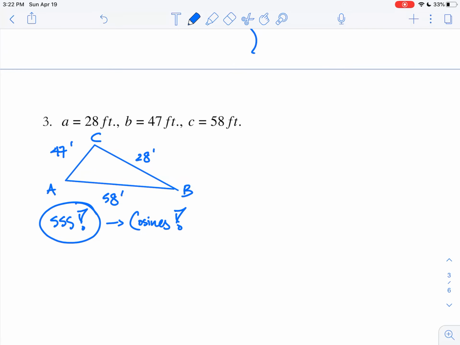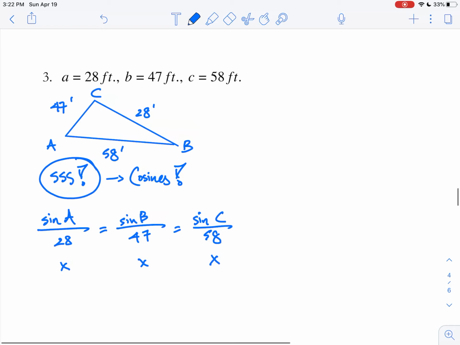But again, I'm going to set up law of sines so you can see why I wouldn't use that one. So if I set that up, I get sine A over 28 equals sine B over 47 equals sine C over 58. Not a full pair. None of them are full pairs. So I'm going to look to use my law of cosines.